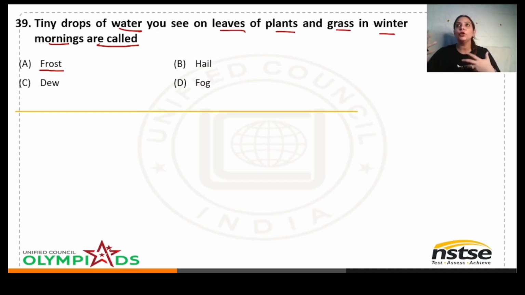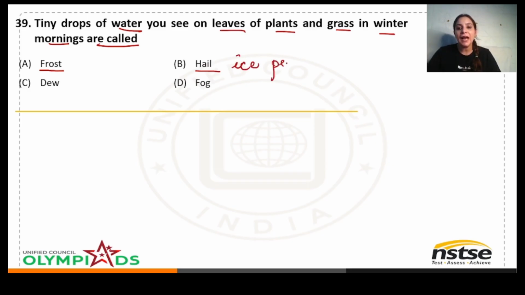Like if you go to some hilly areas where snowing has occurred, you can see a layer of ice deposit on the surface of the road, that is called frost. And what about hail? Hail is basically, when snowing happens, what do you see? We see ice pellets.